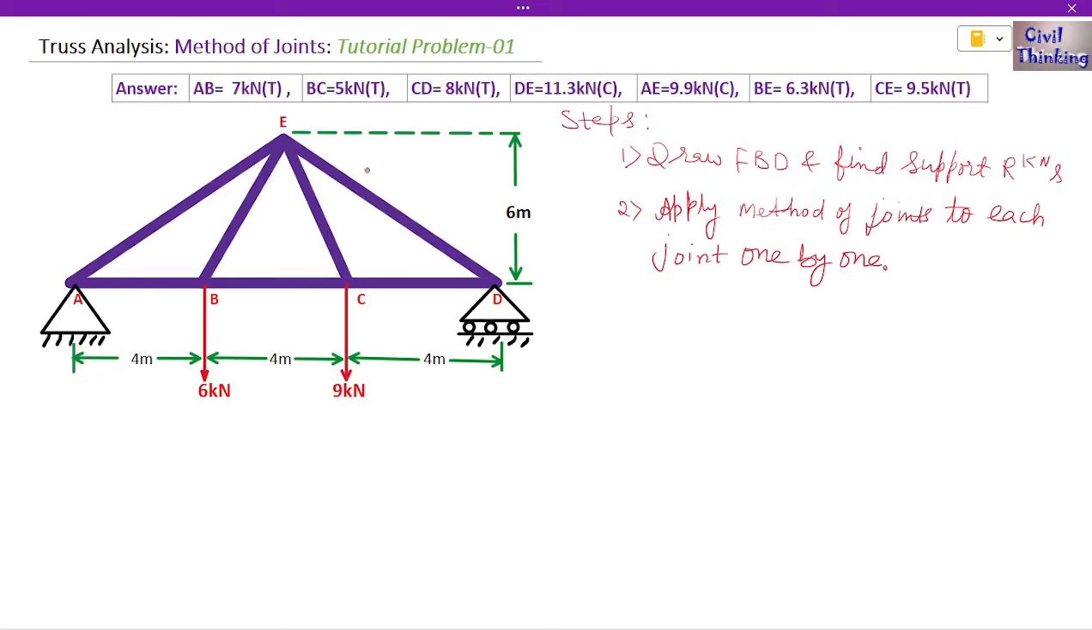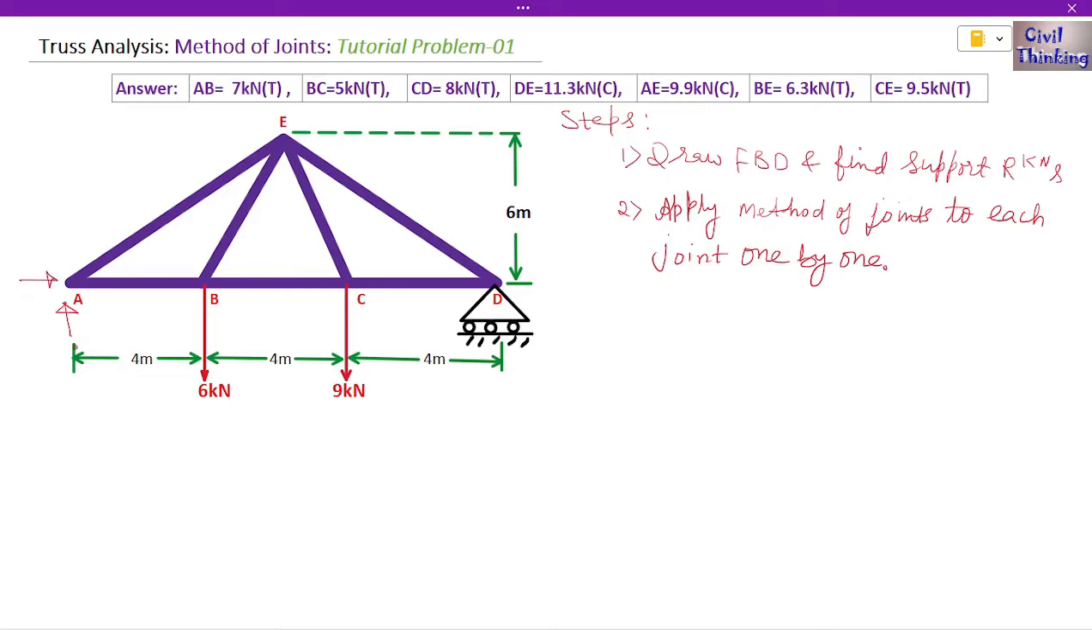In the first step, first of all we have to draw a free body diagram. How do we get a free body diagram of the whole truss? We simply replace these supports with the support reactions. This is a pin support, and at a pin we know there are two reactions. So if I erase this pin support and replace it with its reactions like this, now we have two reactions.